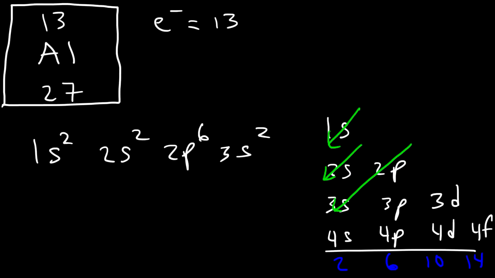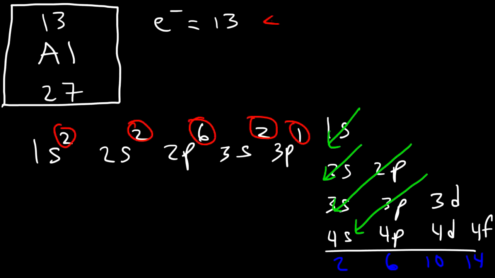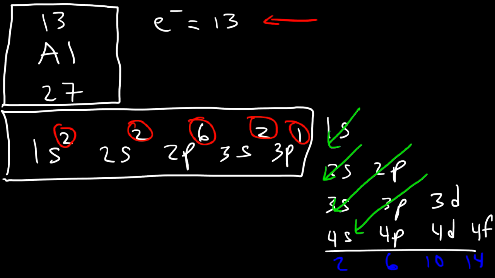So after 3s, we need to move on to 3p. Now we don't need to go up to 3p6. We only need 1 more, so we're going to stop at 3p1. If you add 2 plus 2 plus 6 plus 2 plus 1, that will give you a total of 13. So this is the ground state electron configuration of an atom of aluminum.